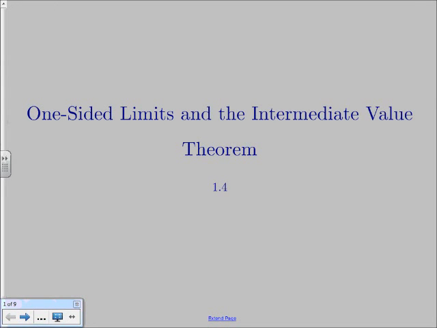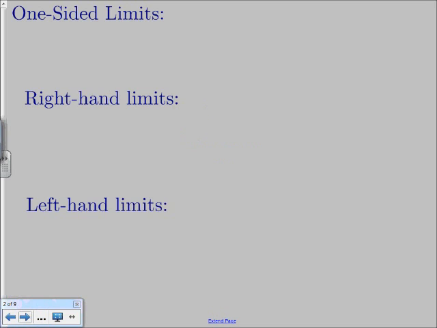So today what we're going to talk about is one-sided limits and then what the intermediate value theorem is and how to use it. So what is a one-sided limit? One-sided limits mean that you're only looking at values approaching your C value from either the left or the right, so only on one side, not what the function's doing on both sides as it approaches C. So we can take limits from either the right-hand side or the left-hand side.